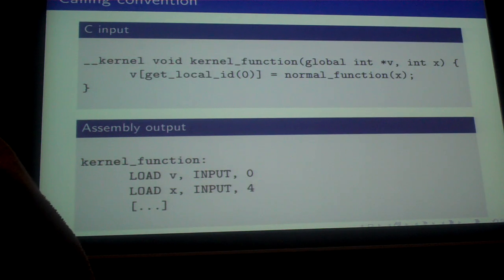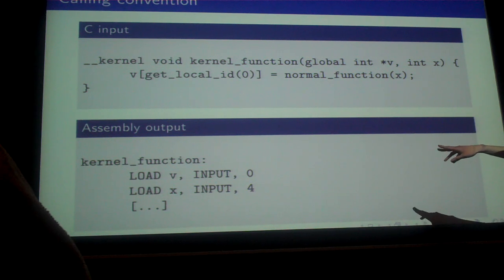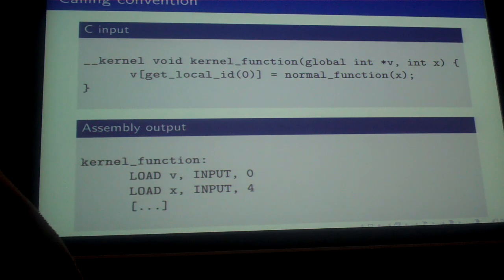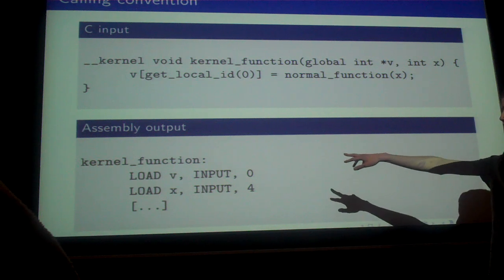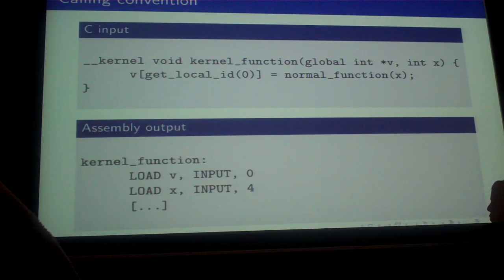So in the end, I decided to make the LLVM backend output kind of an abstract address space. In kernels, arguments are loaded from this abstract address space, and it's the responsibility of the back-end driver to lower all the references to the input address space to the actual mechanism that would be used by the hardware to access this parameter.